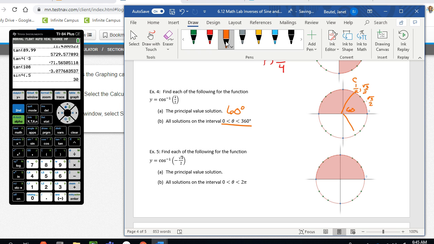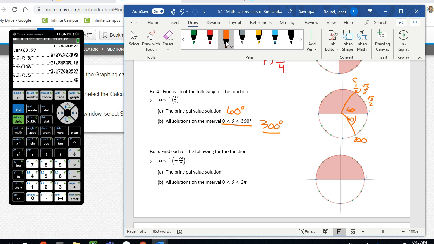All right, if we want to find another one where it's positive, it's going to be where it goes down 60 degrees. Well, that's going to be at 300. So this is 360 degrees. All right, so cosine inverse where it's negative.